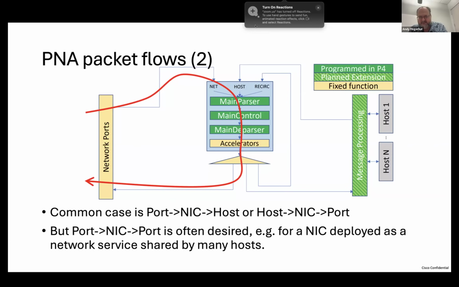And so basically, even if you receive the packet from an Ethernet port, you can do send to port on an Ethernet port, and the packet will follow a flow like on this red curved line shown here. And similarly, if you got it from the host, you can send it back to the host if you want, or recirculate it.